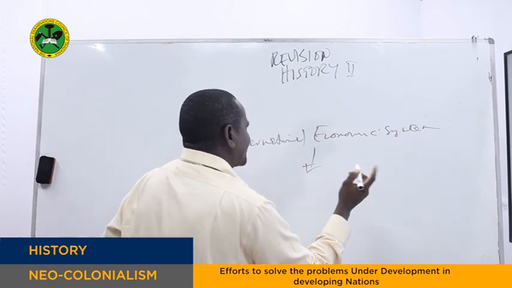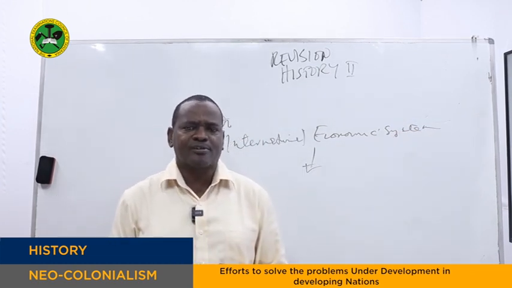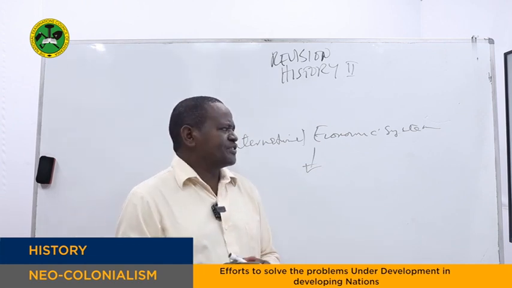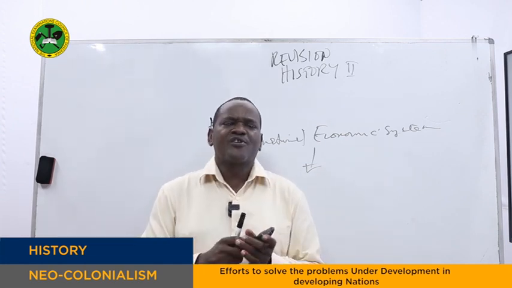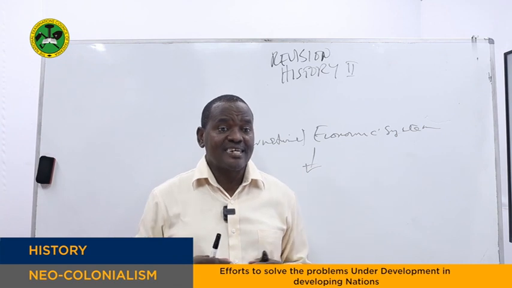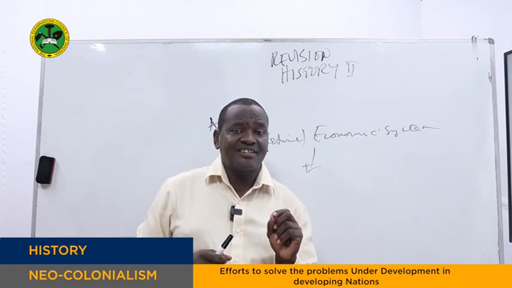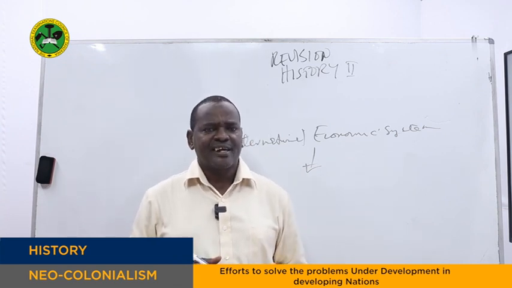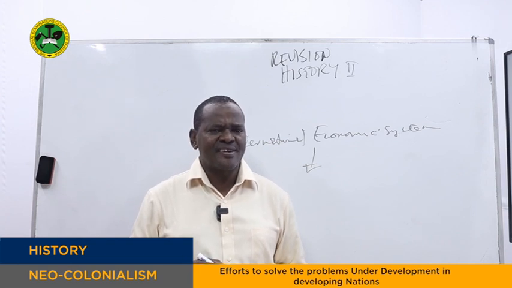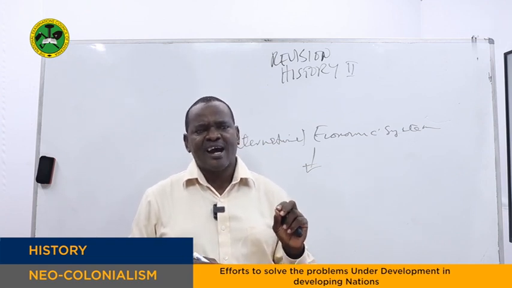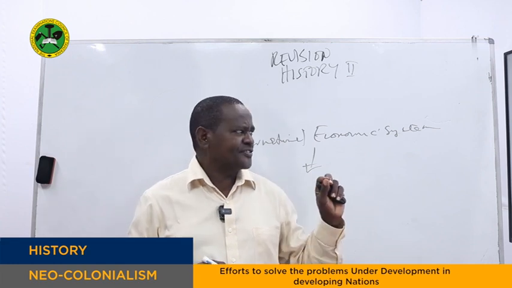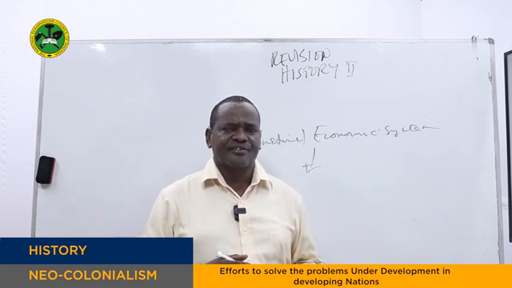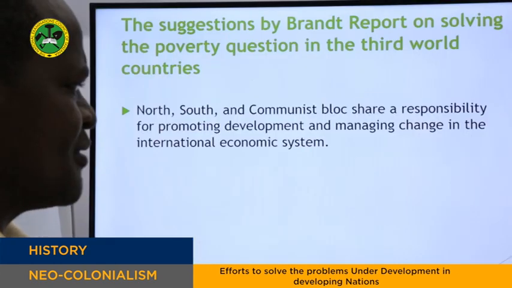That the way it was functioning, according to Brandt's report, it was not functioning well. It was functioning in favor of the northern countries. So, among the things proposed is that there should be changes in the international economic system, and that will be made possible by the cooperation between the northern countries, the communist bloc, and the southern countries. Here there are some differences, my dear students, that you'll have to note.